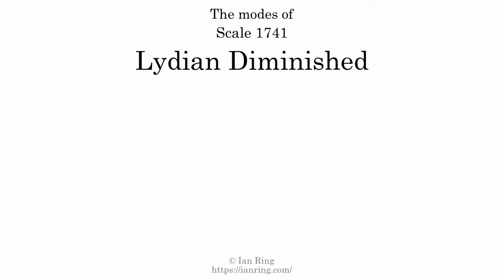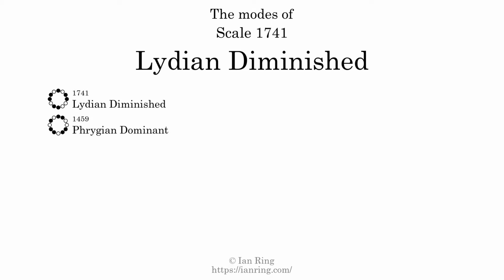This scale has 7 modes. The first mode is itself. The second mode is scale 1459, also known as Phrygian dominant. It sounds like this.